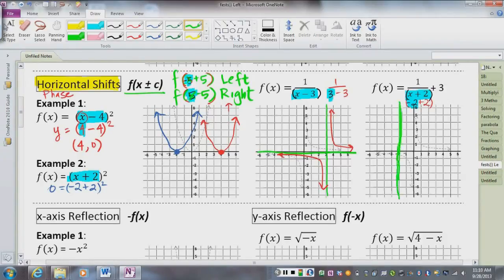That's my vertical asymptote. But then I have this piece here. This is a vertical shift. So now my vertical asymptote is shifted to the left 2 units. My horizontal asymptote is shifted up 3 units. Now that I have my asymptotes in place, I can graph my function.